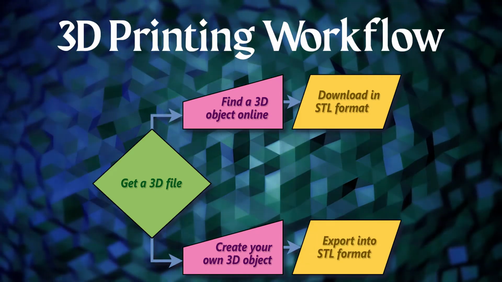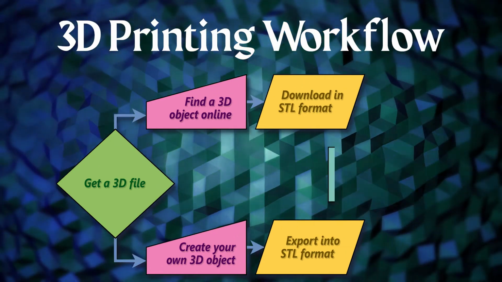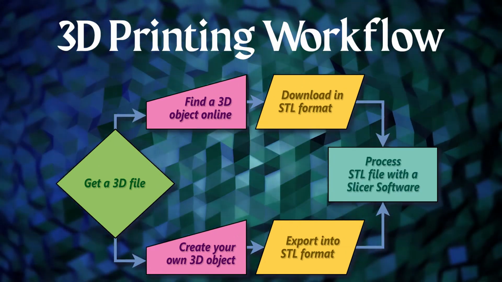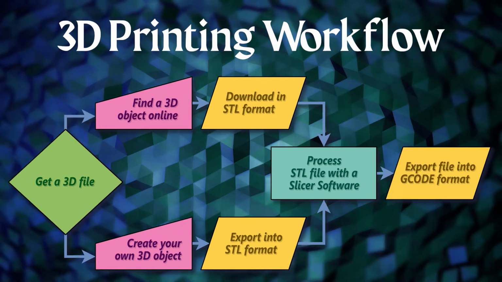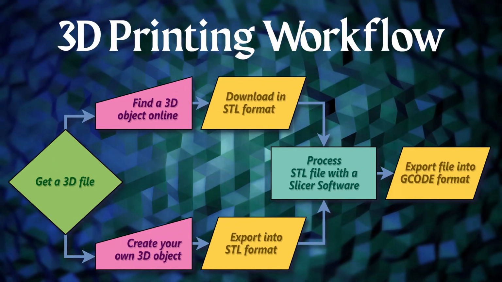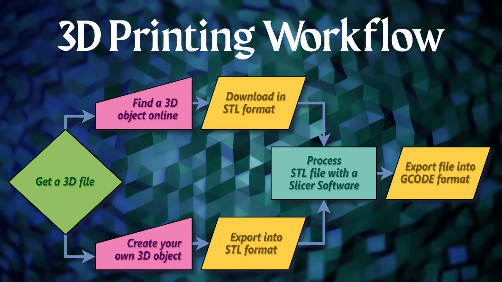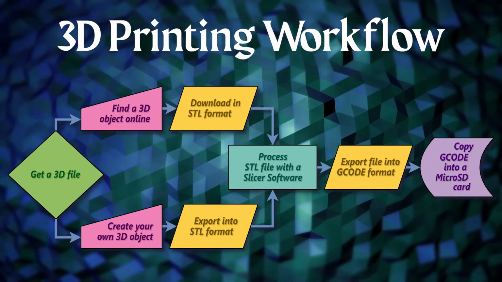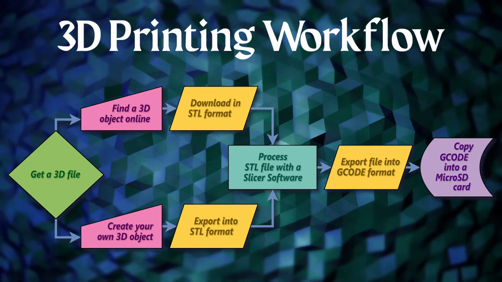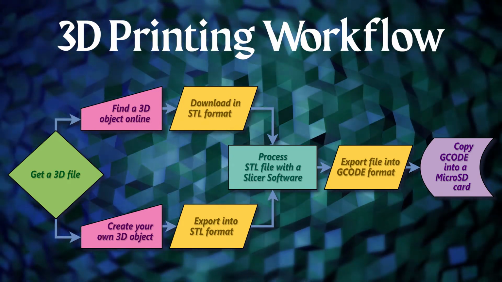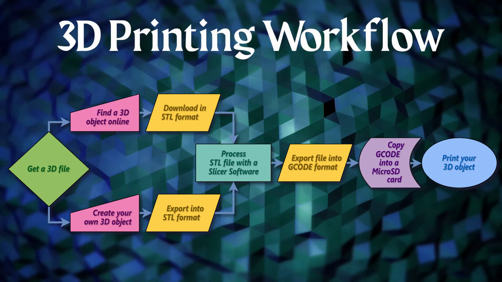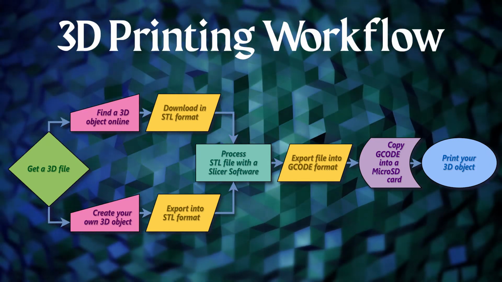Then you will need a piece of software called a slicer that you will use to convert an STL file format into the GCODE file format that your 3D printer understands. Then you need to copy this GCODE file into a microSD card. Then you need to bring this microSD card to your 3D printer in order to begin the printing process.